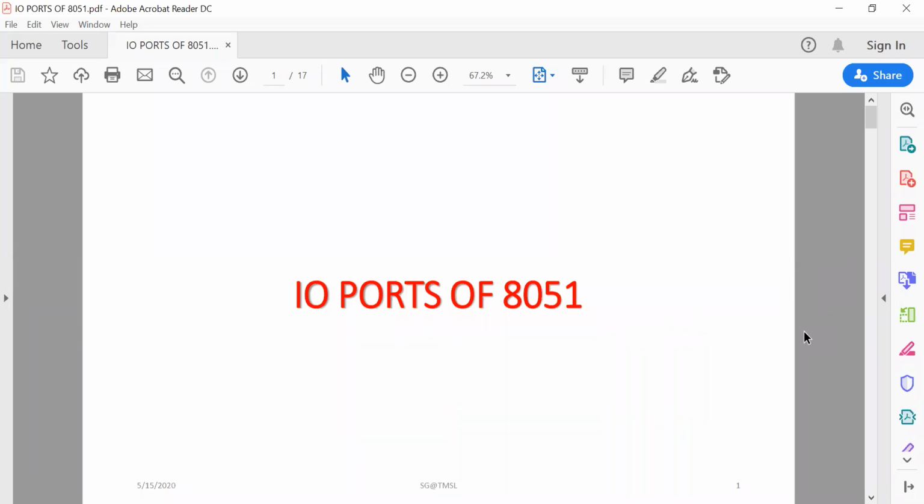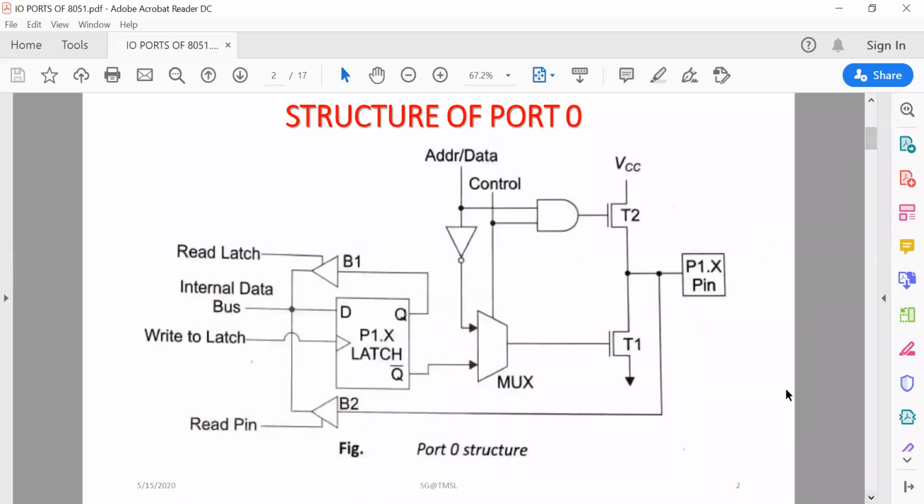Now consider the first port, which is port 0, and that is here. This is the structure of port 0, and I will discuss how it works. Port 0 can be used as an input or output, or a bidirectional data bus and lower order address for external memory. So it has an alternate function. That means port 0 can also be used as a multiplexed bus, AD0 to AD7, and can carry address or data.